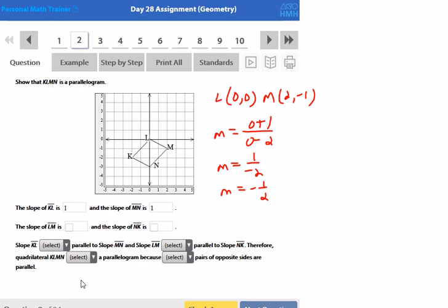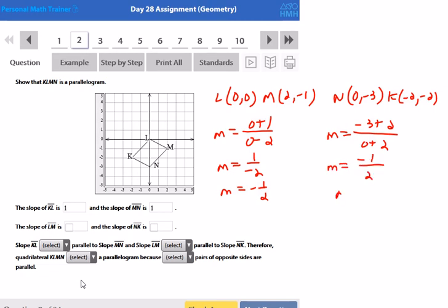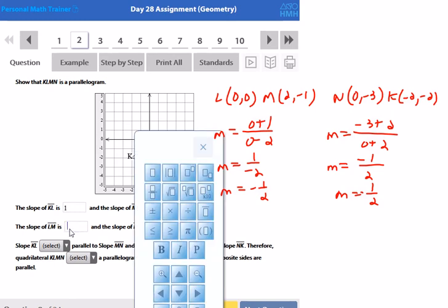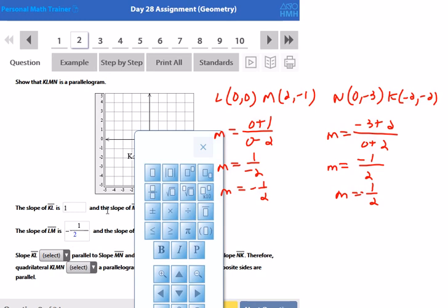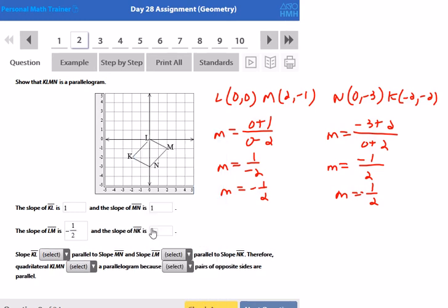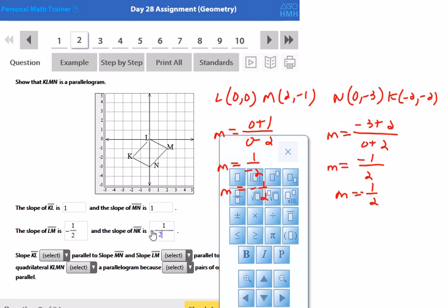The slope of NK, N is at 0, -3. K is at -2, -2. So the slope there would be -3 plus 2 over 0 plus 2, which is -1 over 2, which is also -1/2. So there the slope is -1 over 2.